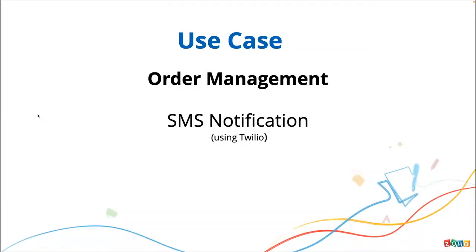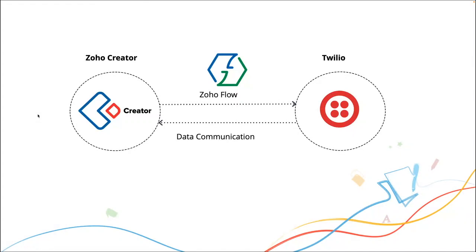Now let's take a different use case. Let's take another order management application, or even a restaurant management application, where whenever they are placing an order or doing an online booking, they want to receive an SMS notification confirming their order or booking. For that, I'm using another application called Twilio, an SMS service application, in order to activate this particular SMS.